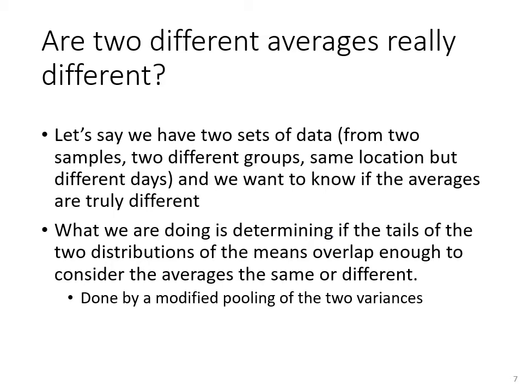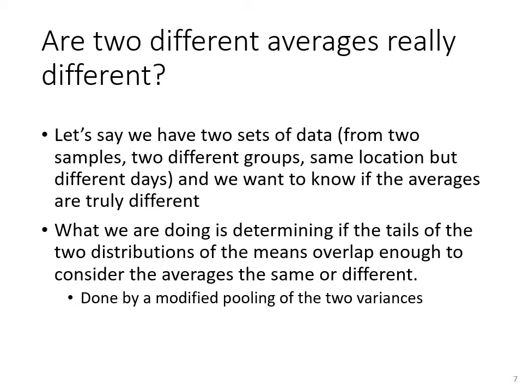So let's say we have two sets of data. These can be from two different samples, from two different groups, or from the same location on different days. There's a number of scenarios that we could think of in looking at these observations. What we want to know is, are the averages truly different? Now remember, we never know the real true average of this population. We only know the parameter, what we can measure, which is really a subset of that true population.